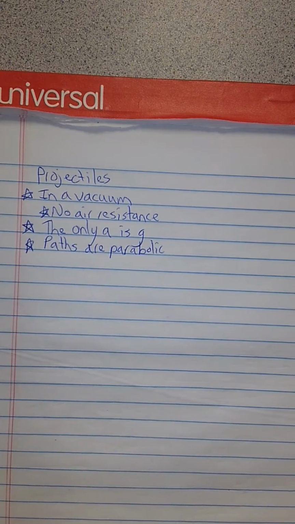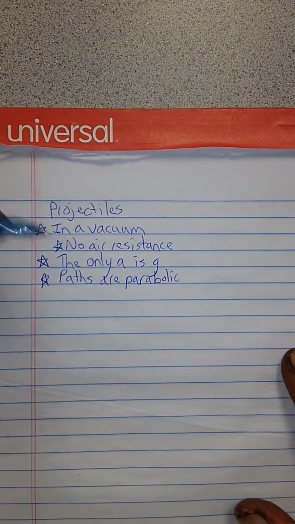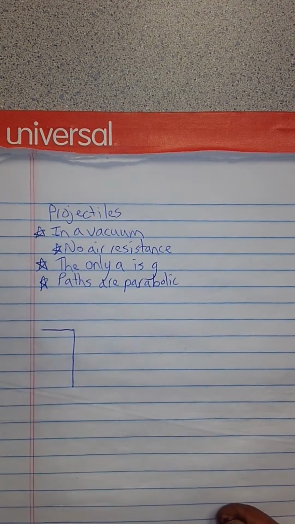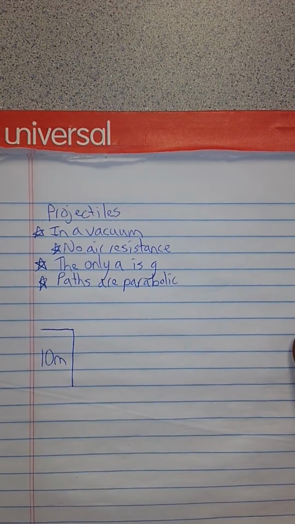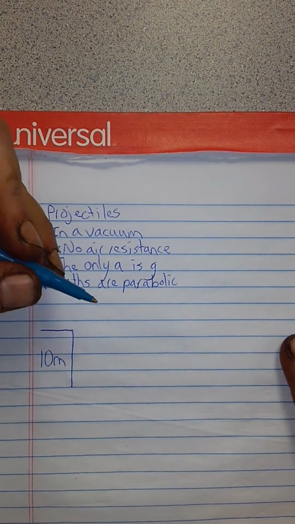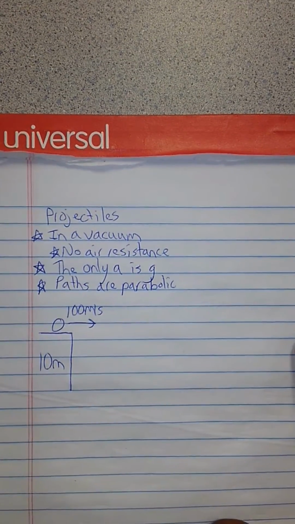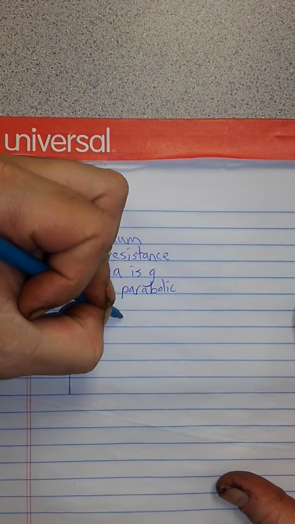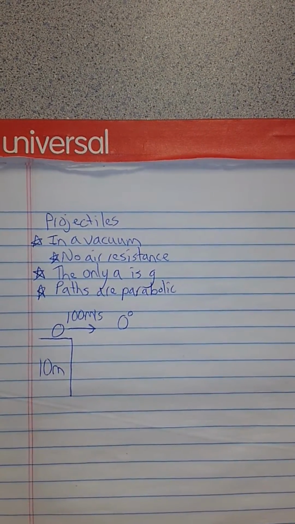Okay, so what I want to do is start with an example and show you how you can apply each of these things to solving a projectile. We're going to start with a real basic type of projectile, and that is a horizontally launched projectile. So let's take this projectile. I'm going to put it onto an elevated surface that is 10 meters, and I'm going to give it an initial velocity of 100 meters per second. Now, the reason I'm calling this a horizontal projectile is we're going to launch this thing at an angle equal to 0 degrees.